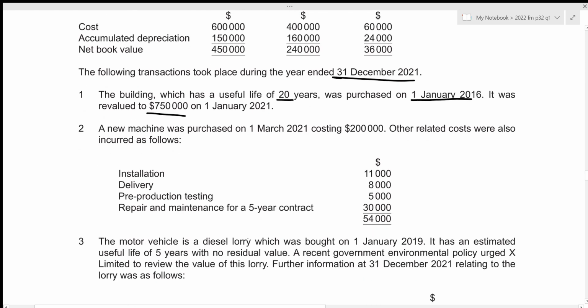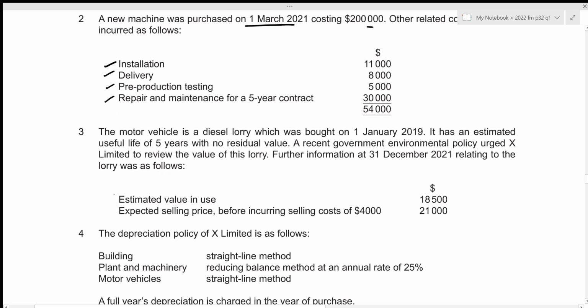Alright, then a new machine was purchased on 1st March 2021, costing 200,000. Other related costs were also incurred as follows. So we're given the installation cost, delivery cost, pre-production testing, repair and maintenance for a 5-year contract. Then, according to our third information, the motor vehicle is a diesel lorry which was bought on 1st January 2019 and it has an estimated useful life of 5 years with no residual value.